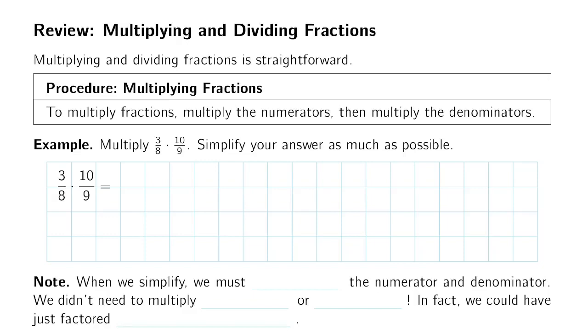In order to talk about the arithmetic of rational expressions, we begin by reviewing what we know about the arithmetic of fractions. We'll start by talking about multiplying and dividing fractions. Now, multiplying fractions works the way that we wish all fraction arithmetic worked. To multiply two fractions, we simply multiply the numerators, then multiply the denominators. So in this example, we're multiplying 3/8 times 10/9. That gives us a fraction whose numerator is 3 times 10 and whose denominator is 8 times 9.